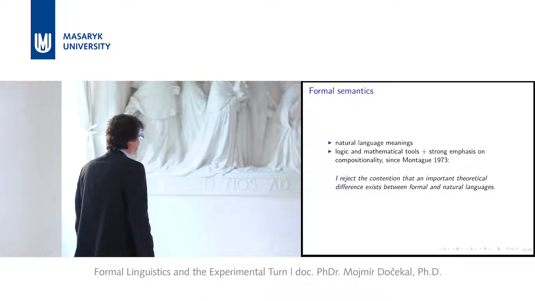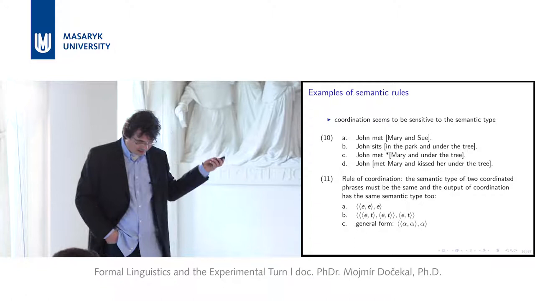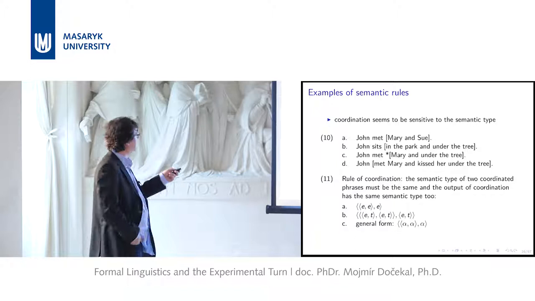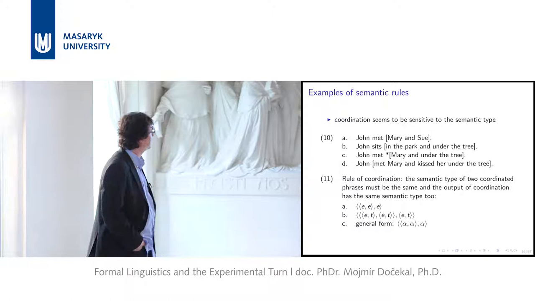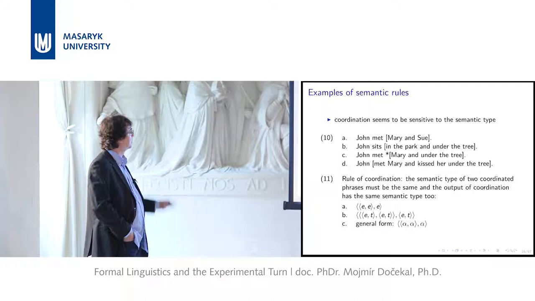I cannot go with you through the whole framework, but my idea was to present some examples, and I hope that you will get at least a glimpse of that. So again, let's look at examples from natural language. One of the central phenomena of natural language is coordination. All natural languages have some sort of coordination, like English and. And you can coordinate a lot of things together. You can coordinate nouns. So you can say John met Mary and Sue.